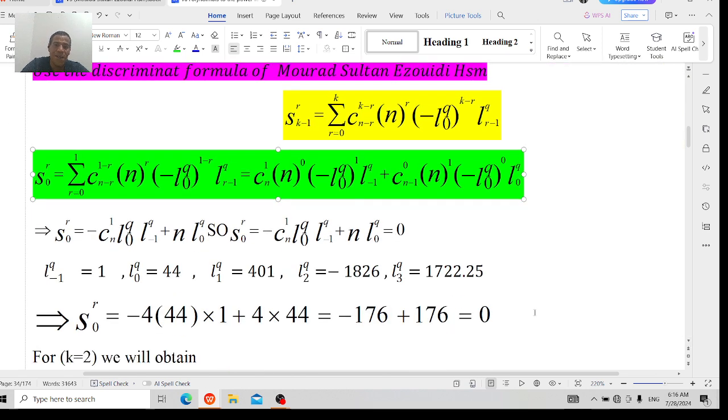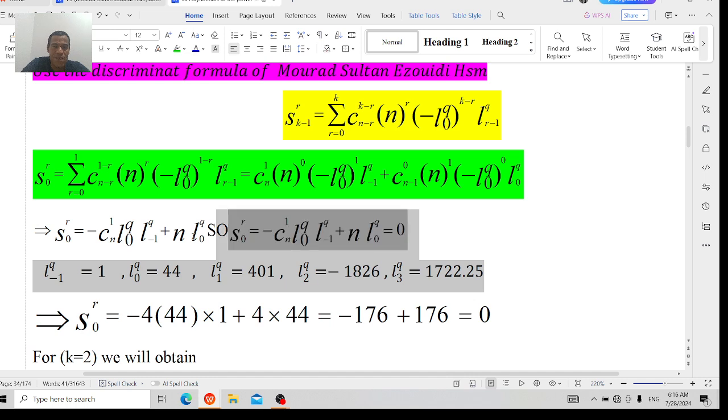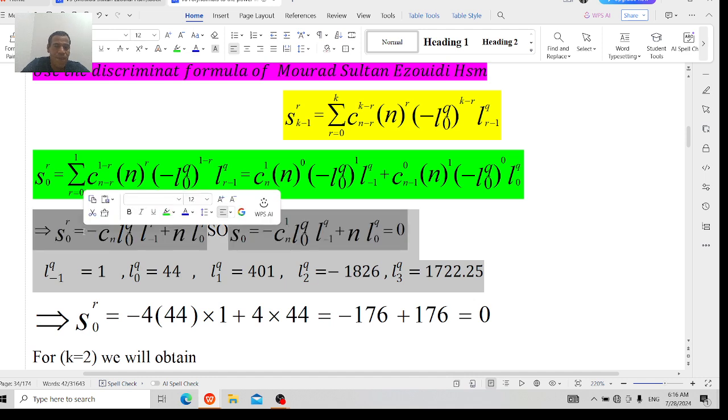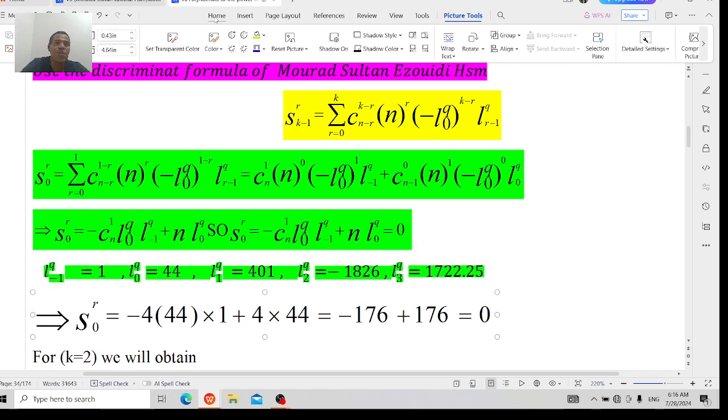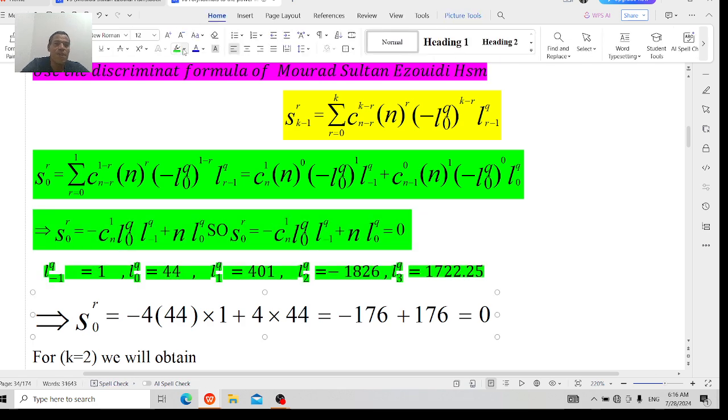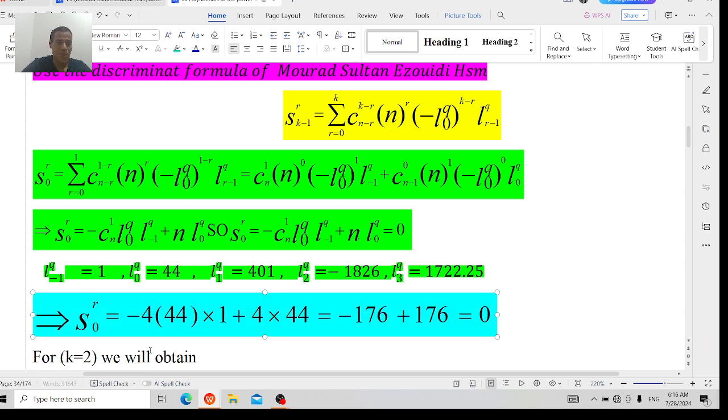Okay. Now learners, I'm going to continue. I will just focus on the last formula. The last formula is minus combination n choose 1 times L0 for the q plus n L0 for the q. I will just use my calculator to see the value of L0 for the q.